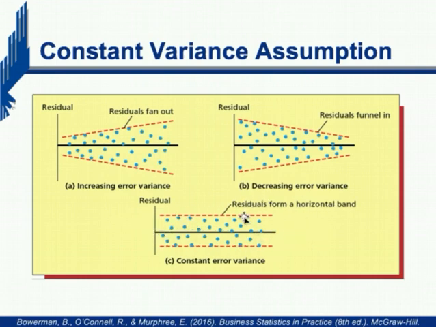So the residuals look like a horizontal band. The residuals are randomly dispersed, and they are not pronouncedly fluctuating, similar to the first two that we have seen. So as long as the residual plot looks horizontal and it looks randomly dispersed, then we can say that the constant variance assumption is satisfied.